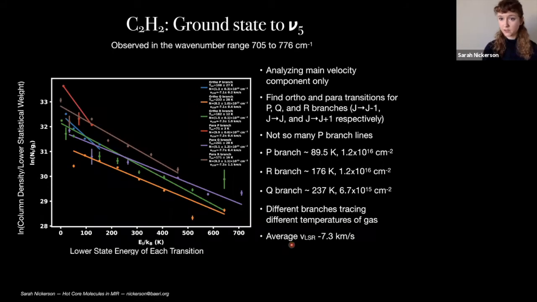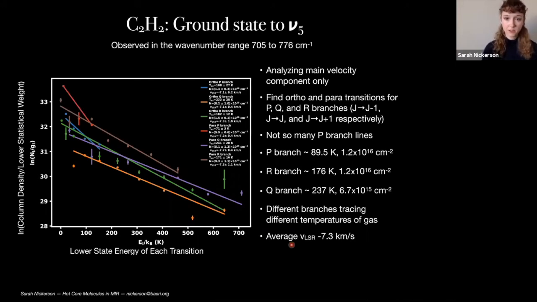And we are seeing different temperatures for each branch. So the P branch is colder at around 90 Kelvin, R branch 176 Kelvin, Q branch at 237 Kelvin. And so each branch is tracing a different temperature of the gas. P branch and R branch have about the same density, whereas the Q branch is a bit less dense.